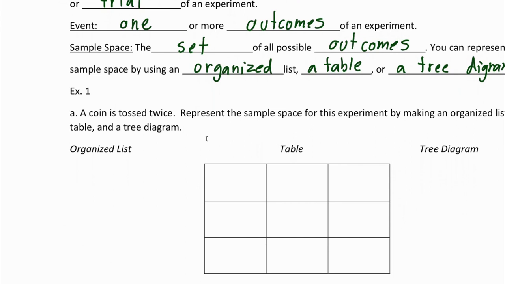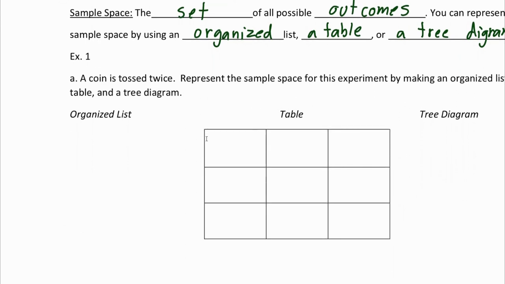If we're talking about an organized list, let's say we flip the coin the first time. One option is that we get heads on that very first flip. And then we flip it again, and we get heads again. We could also get heads on that first flip, and then tails on the second one. What happens if I get tails on the first flip? I could get tails on the second, but I could also get tails on the first flip and heads on the second. So this would be our sample space because this is all possible outcomes of this coin flip.